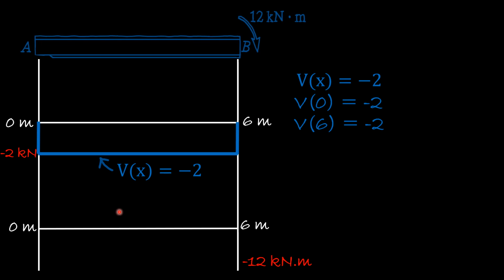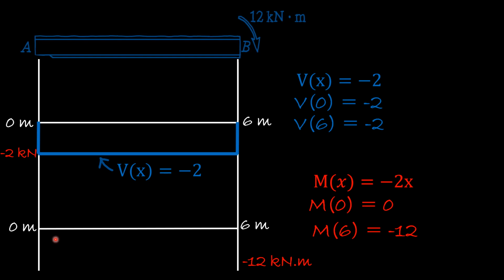Next, let's do the moment diagram. The function that we have for the internal net moment is -2x. At 0, it will be 0. At 6, it will be -12. So here we can draw this line, which is represented by this function. And at B, we have the 12 kilonewton meter, which will close the bending moment diagram.